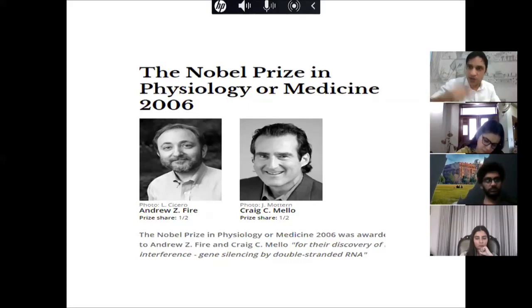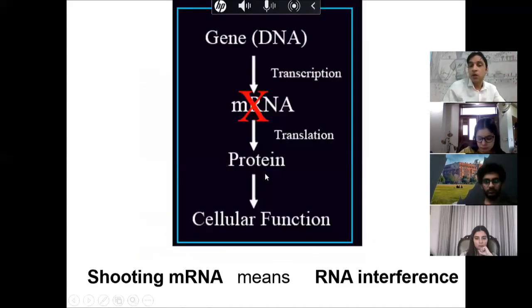You can reverse it and restore it whenever you want. You just need not give the double-stranded DNA. Once you're not giving the double-stranded DNA, what will happen? The function will not be down-regulated and the function will be restored. That is why these two people were given the prize for their work on RNA interference. So there's the gene, which produces messenger RNA. If you destroy the messenger RNA, the function will not be there.